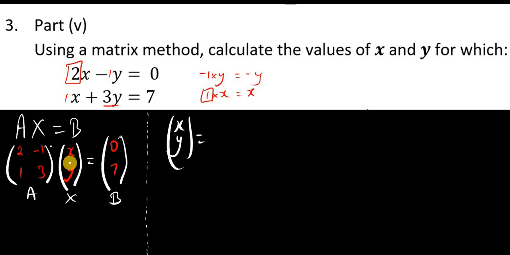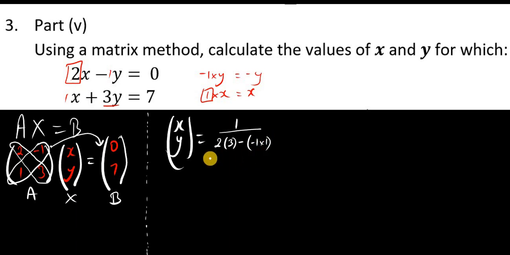Variable matrix equal. Remember we said that this is going to go to the other side as A inverse. Remember we say it's going to be 1 divided by the determinant. Remember what we did for the determinant? We basically take these two entries of the leading diagonal and multiply them. Say it's 2 multiplied by 3 minus, and then we're going to do what? Take these two entries of the non-leading diagonal. That's going to be negative 1 times 1. Let's put it in bracket here. Negative 1 times 1. Okay.